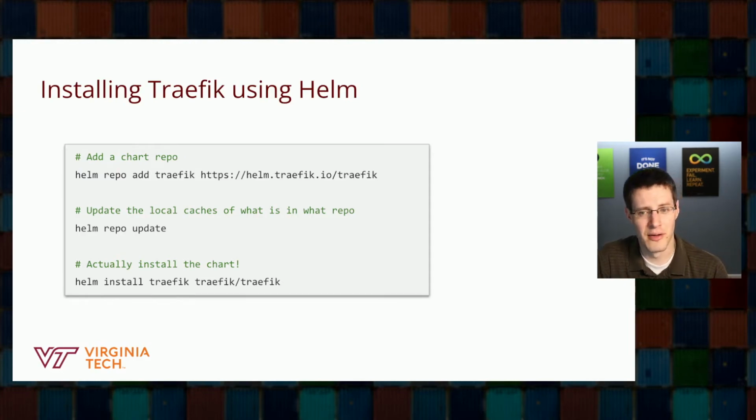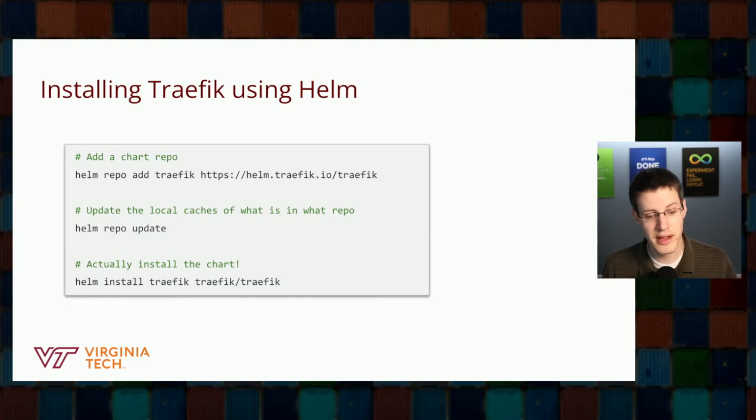Installing Traefik using Helm. So these are the commands that I would use on my local machine. I do helm repo add, because at the end of the day, the charts are published in what are called repositories. And so we have to instruct Helm on where our repositories are. So I use helm repo add to add another repository, and then helm repo update will go to each of the repositories that I have configured to get the updated indexes of what's in each of those repositories.